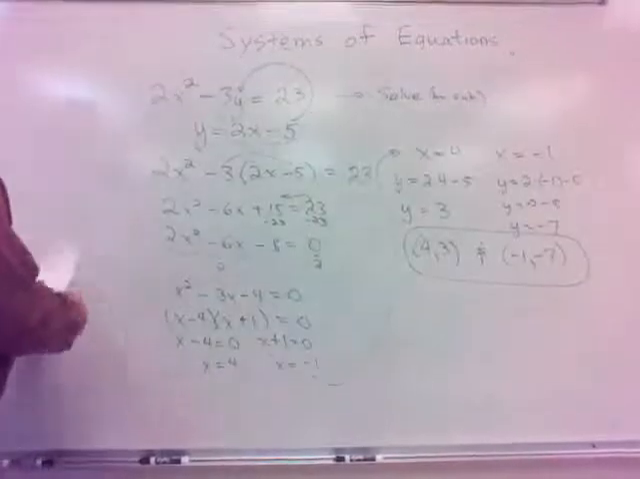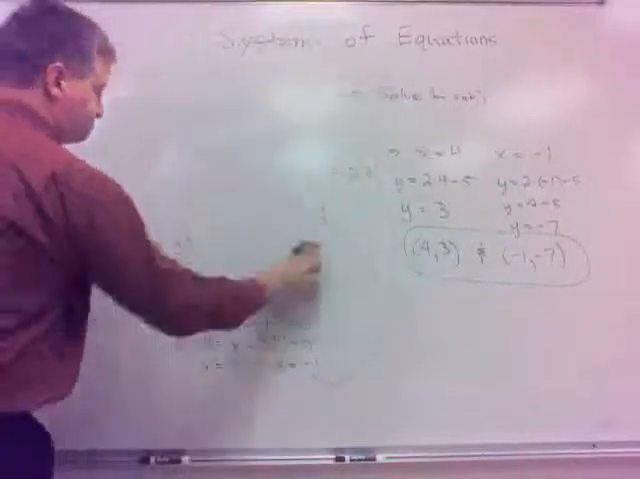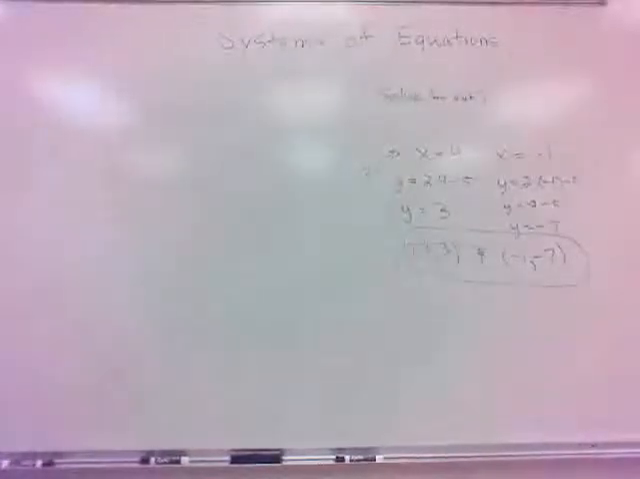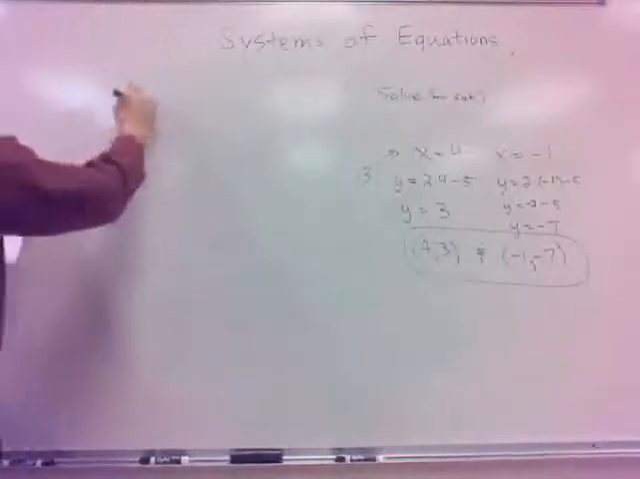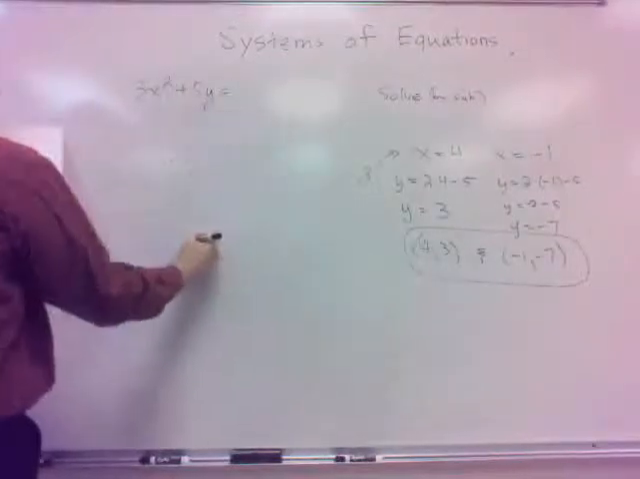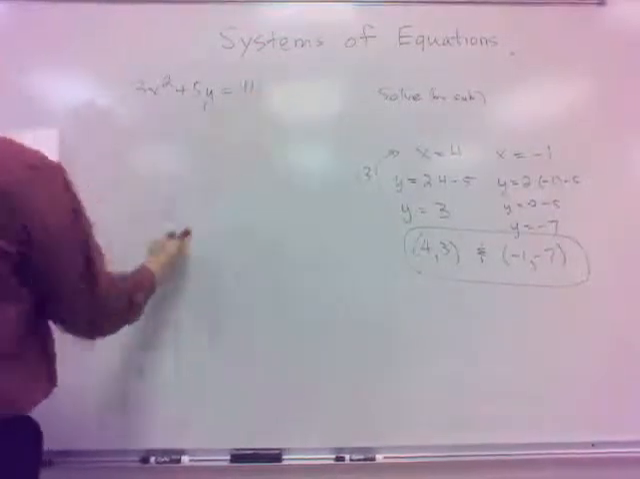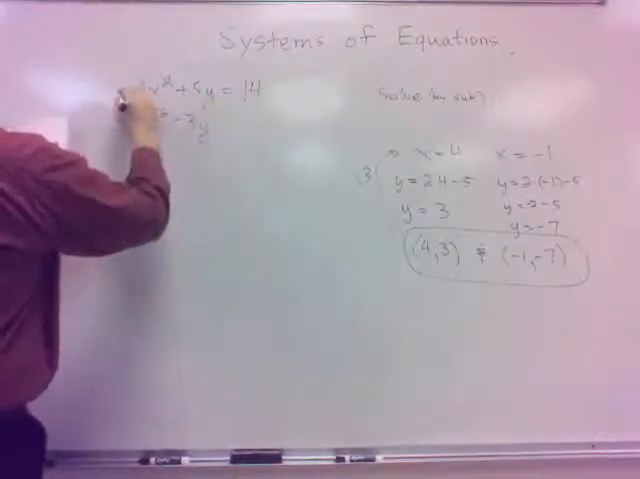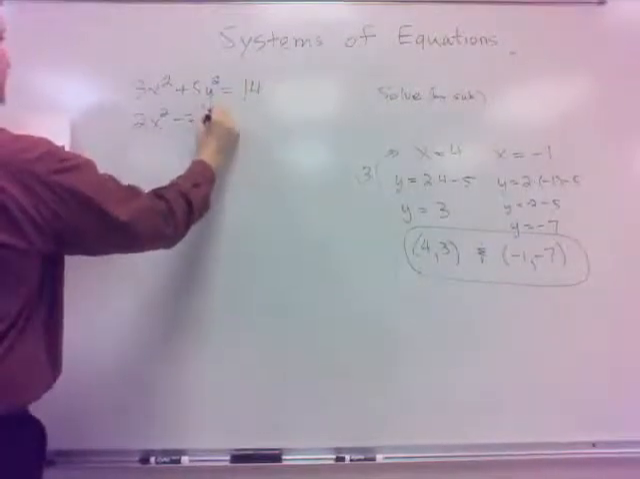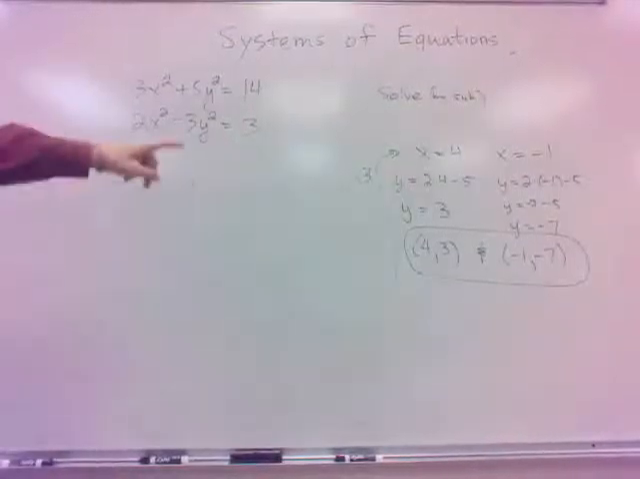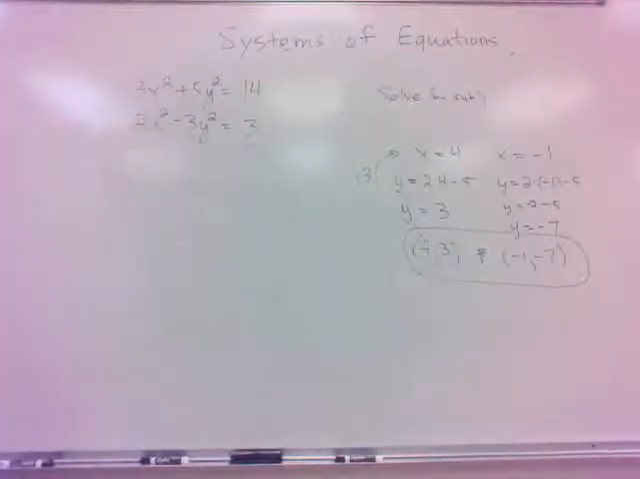All right. Let's try another one. How about 3x squared plus 5y squared equals 14, and 2x squared minus 3y squared equals 23. All the variables are squared there. I forgot to put the square on the y. Everything's squared: x squared, y squared, both equations.